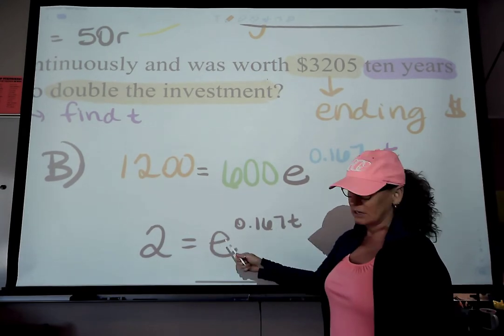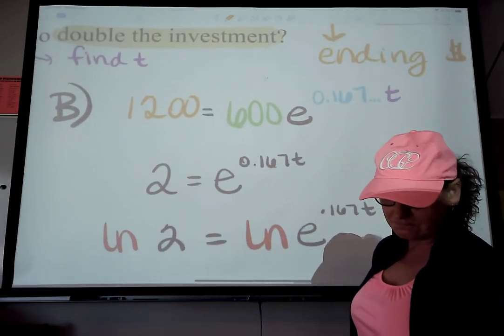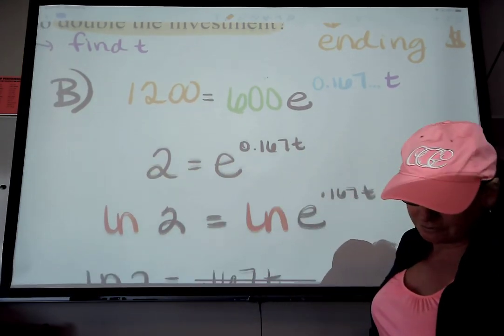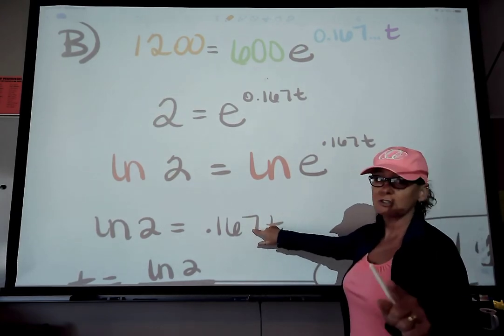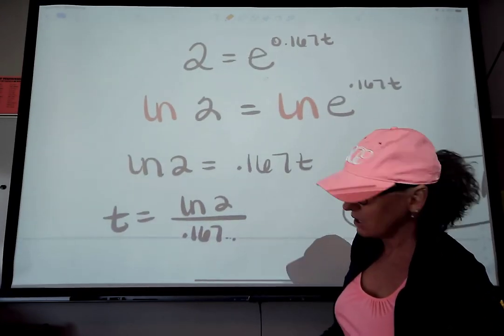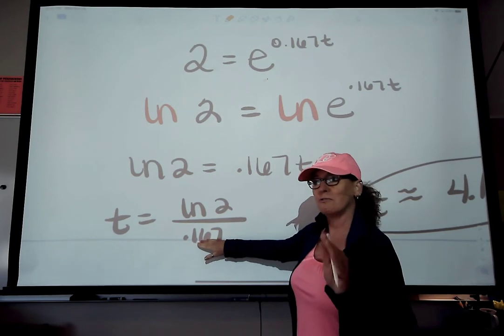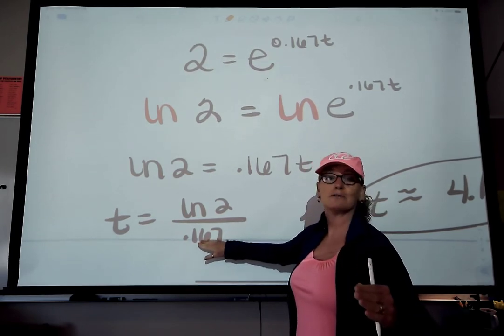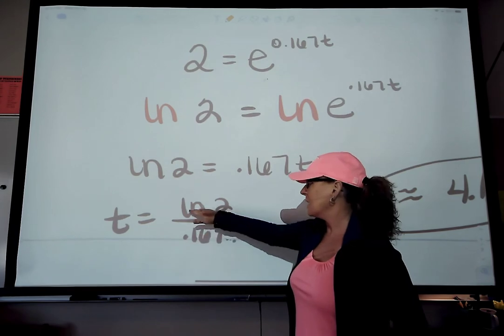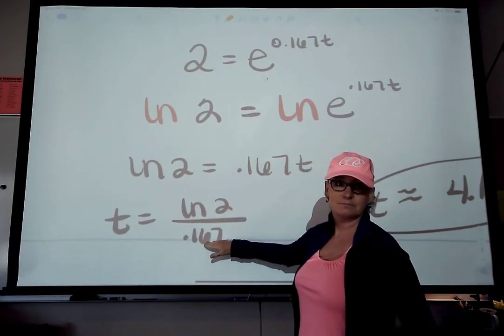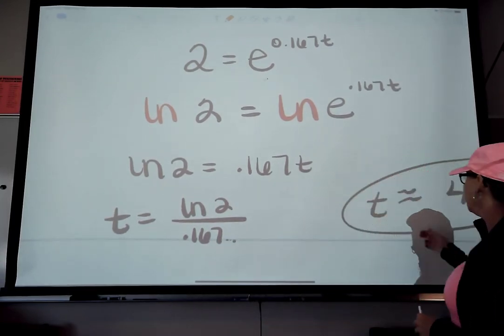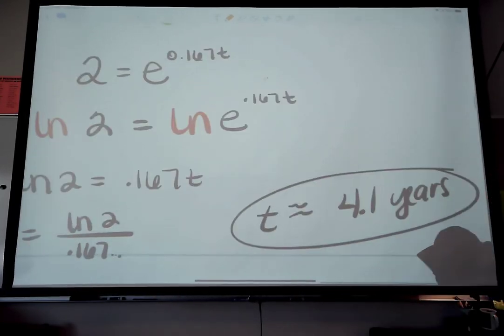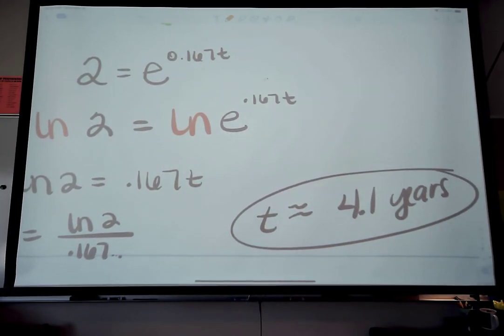Look where T is. We're going to natural log both sides. Move your exponent down to the front. Divide by 0.167. Oh, hold on. Don't just divide by 0.167. Divide by that stored value in your calculator. So if you store it as variable A, then you need to do ln2 divided by A. Whatever you called it on your calculator, that's what I want you to divide by. And you get approximately 4.1 years. It took about 4.1 years for our investment to double.